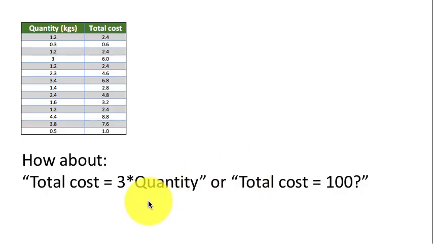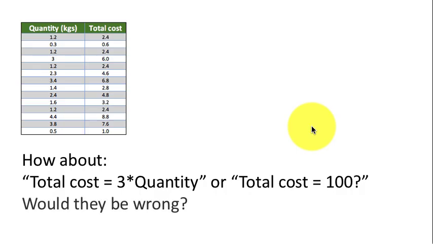Okay, so same data once again. We're looking at the same data. But suppose somebody comes along and says, my model is total cost is 3 times the quantity, or total cost is just 100 fixed. Now you may say, well, why would you say that? Why can't you look at the data and see that the total cost is 2 times the quantity? Why would you come and say something else? 3 times the quantity or 100 doesn't really make sense.